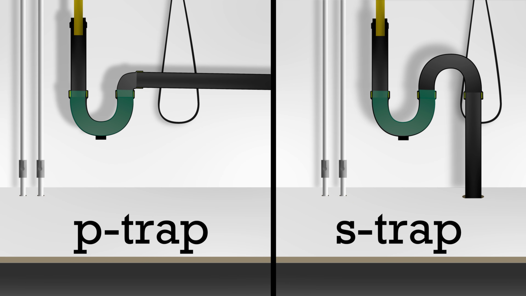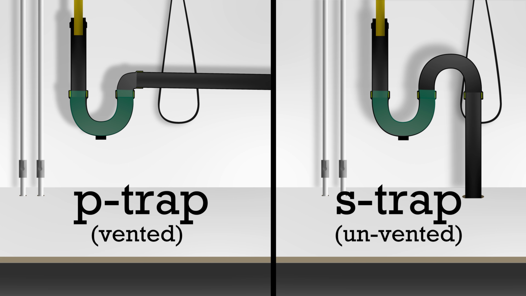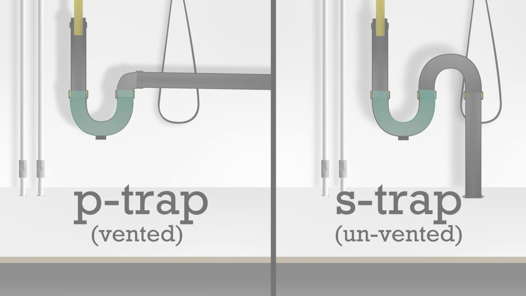So now that we know what these traps serve, and how they actually work, what's the difference between an S-trap and a P-trap? Simply said, a P-trap is a vented S-trap.